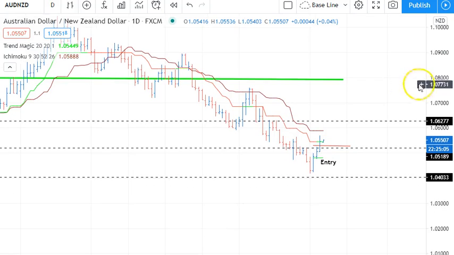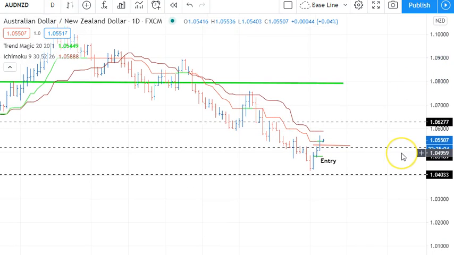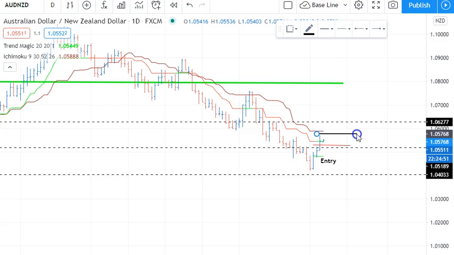Aussie New Zealand. Have we turned the corner? I took profit when I saw it starting to pull back on Friday. Now what has to happen is that we need to get this high taken out, and I have an alarm set just in about here.